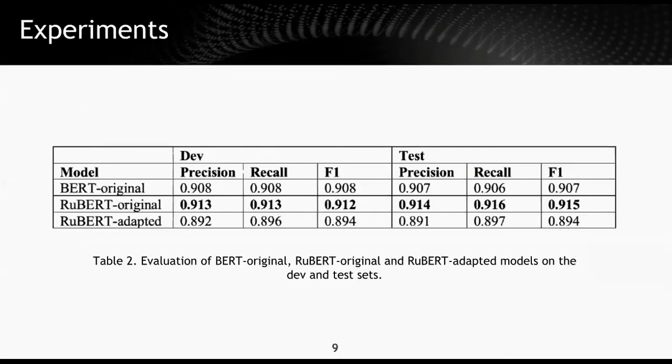In our experiment, we trained 3 BERT-based models on the constructed dataset. The first one is BERT Original, which is a multilingual BERT model. The second one is RuBERT Original, which is a monolingual BERT model for the Russian language. And the last one is the RuBERT Adapted model. What does adapted mean? It means that we fine-tune the RuBERT model on the collected domain-specific documents before training on the downstream task. This is a common trick to improve the performance of the models.